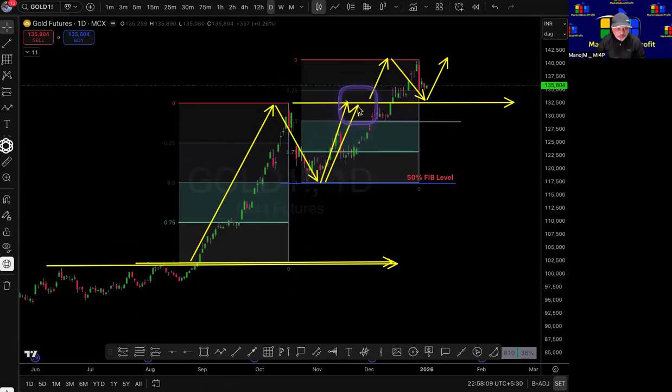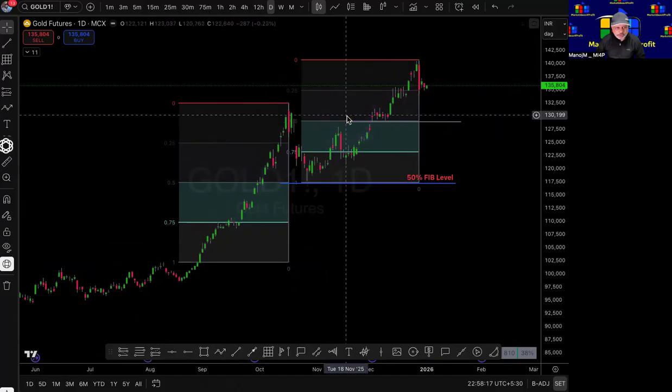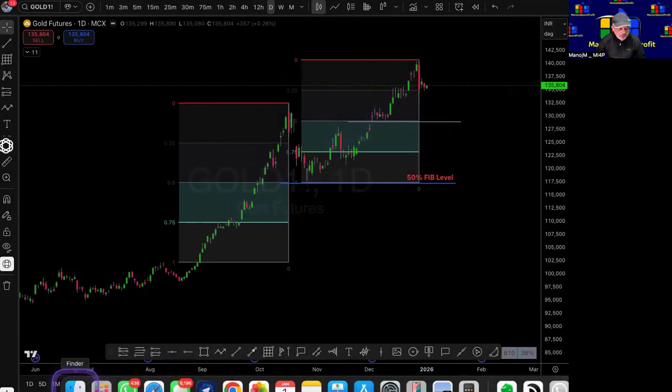Imagine the kind of money you could have made just trying to predict what price is going to do after it has given you a bounce from that 50% level. How amazing is that? Let's look at some more charts.